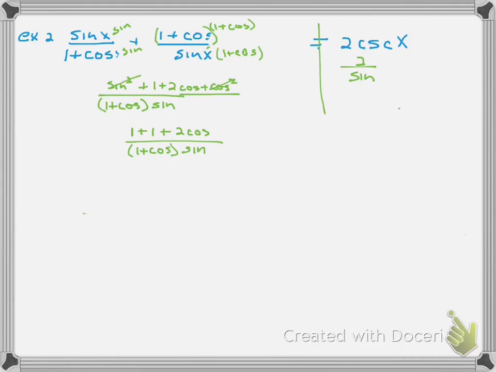This top simplifies to 2 plus 2 times the cosine. So I'm going to be able to factor a 2 out of there, and it's going to be 1 plus cosine, because these two came together to be a 2. 2 plus 2 cosine, factor out the 2. Then I have on the bottom 1 plus cosine times sine. The 1 plus cosines cancel, and I'm left with 2 over sine, which is what I'm aiming for.